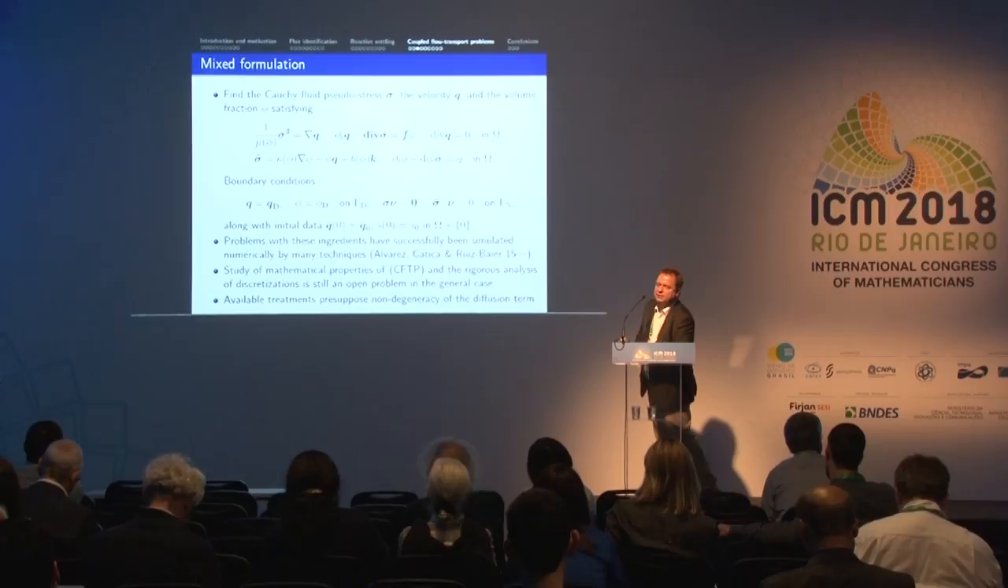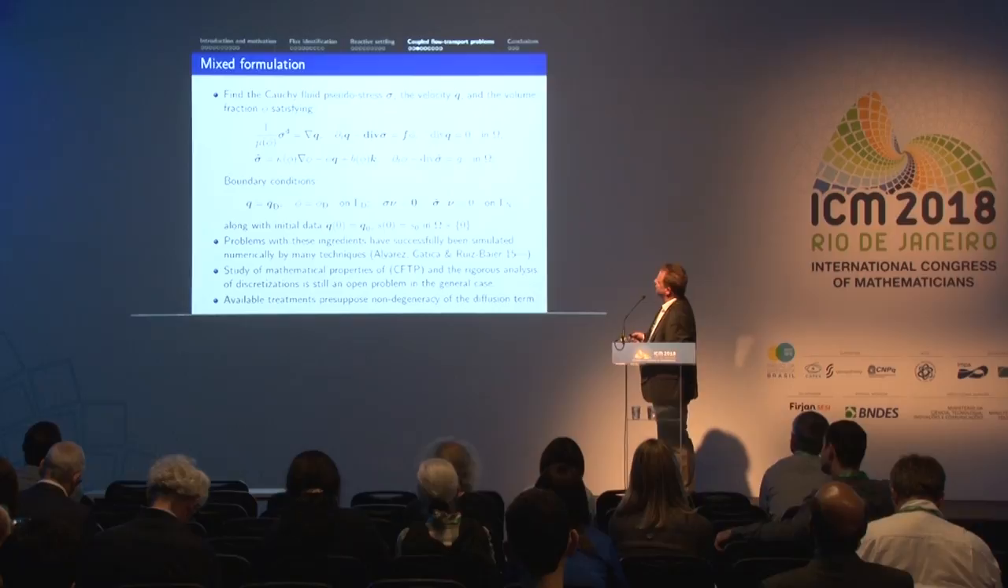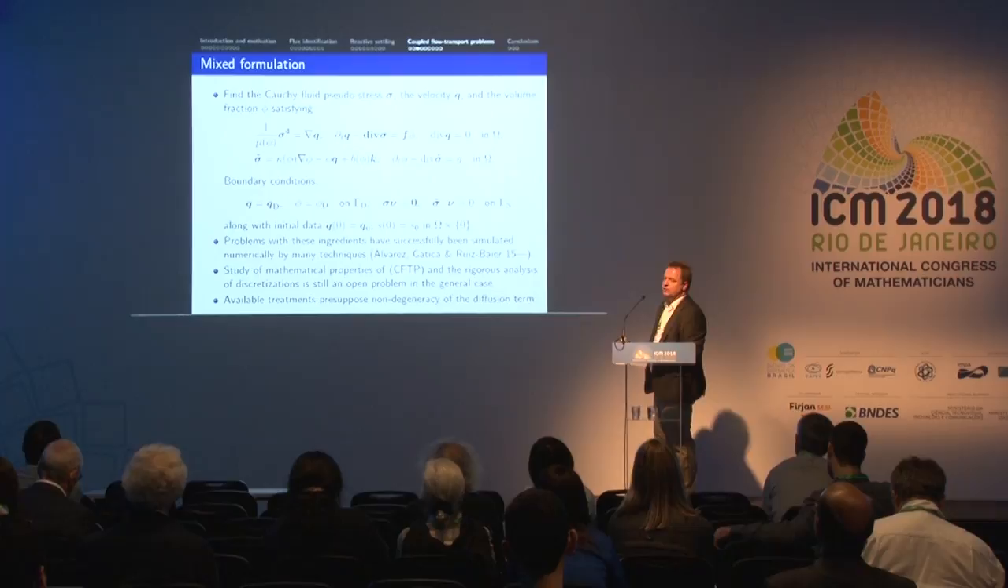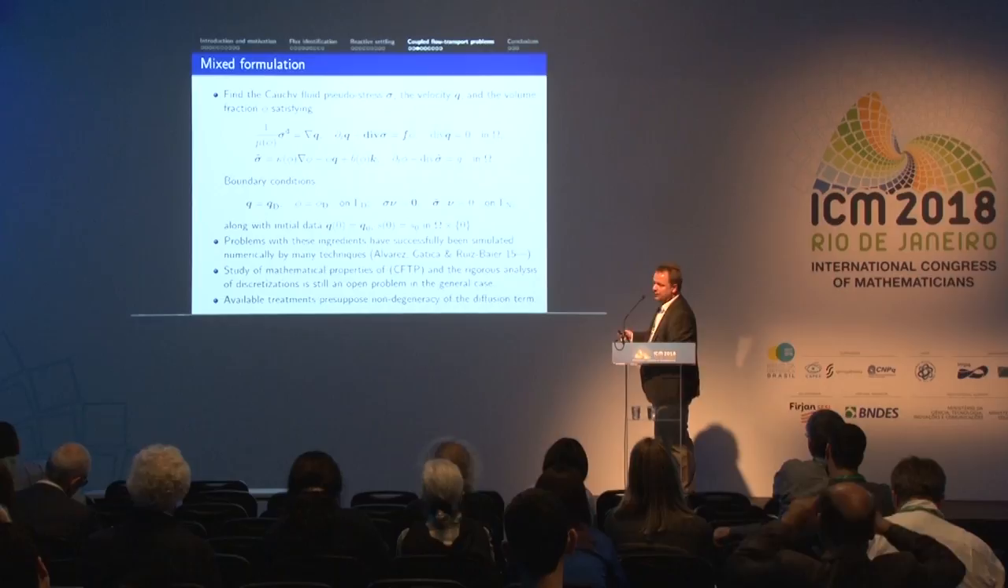Now, for this problem, Alvarez, Gatica, and Ruiz-Baier put up a new formulation, a mixed formulation that reformulates the problem in terms of the Cauchy fluid pseudostress, the velocity q, and the volume fraction phi, together with boundary conditions and along with initial data that are given here. They have made quite some experience with this and related models, and this was also treated in the thesis by Mario Alvarez, who was supervised jointly by Gabriel Gatica and Ricardo Ruiz-Baier. So, I will show in a minute some numerical results.